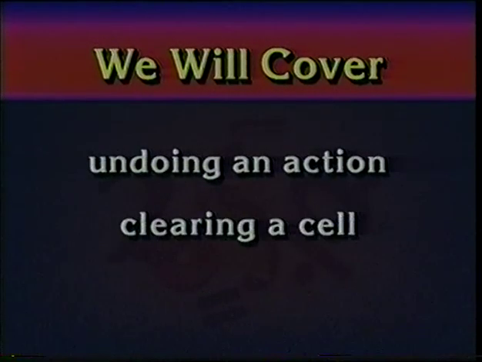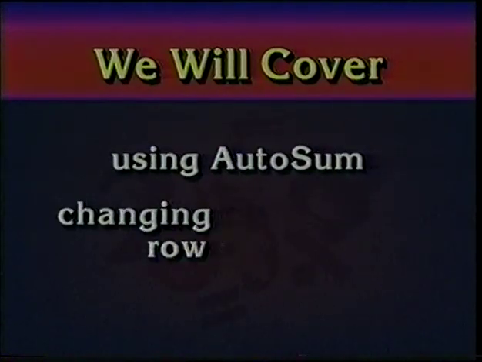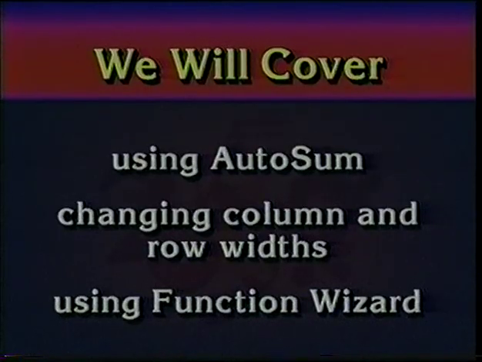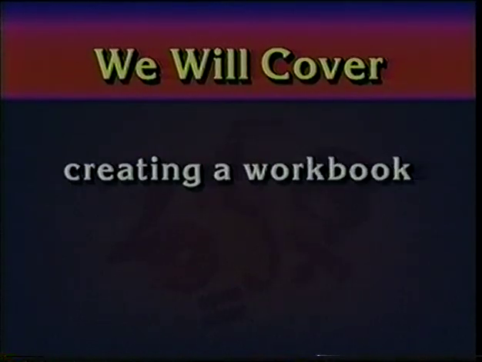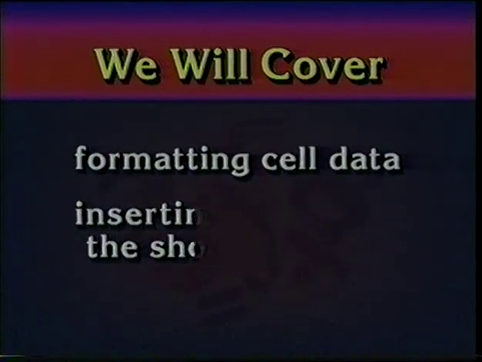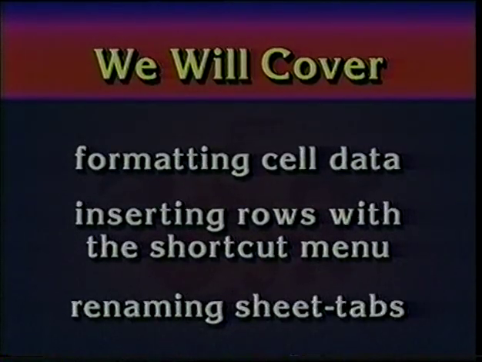We'll explain cell clearing and create a formula. Then we'll show AutoSum and demonstrate column and row widths. We'll use Function Wizard to find an average and create a workbook. Then we'll use Autofill to enter information. We'll format information in cells and insert two rows using the shortcut menu. And we'll rename a sheet tab.